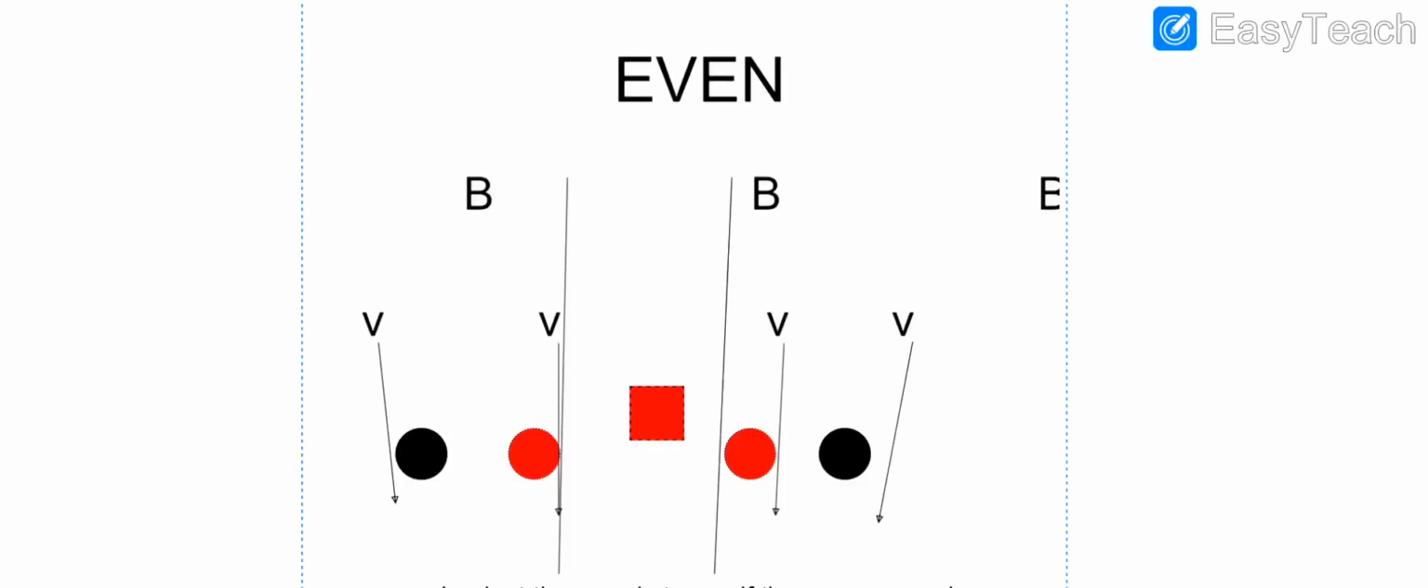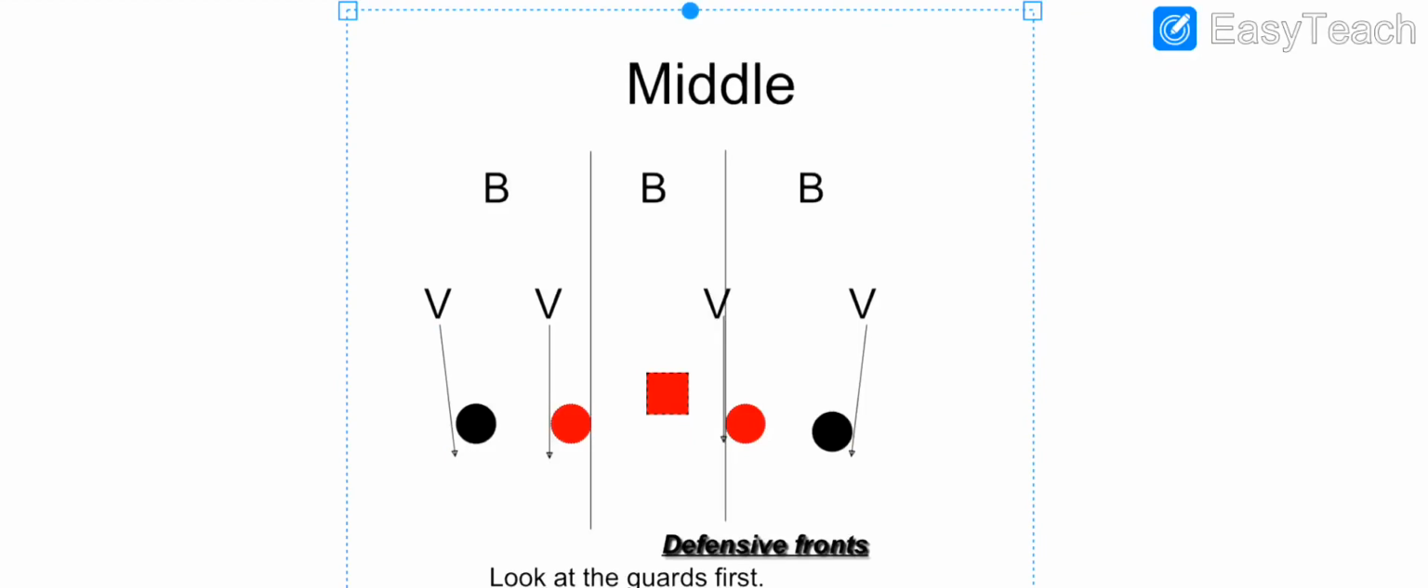Once again, the center comes to the line. They look, are my guards covered or uncovered? Do I have a linebacker from A gap to A gap? If my guards are covered and there's no linebacker from A gap to A gap, I have an even front.